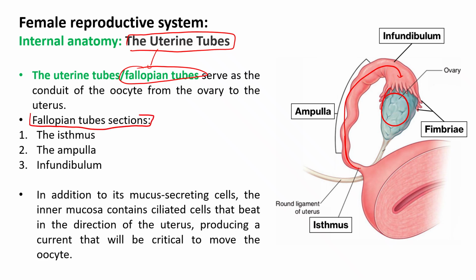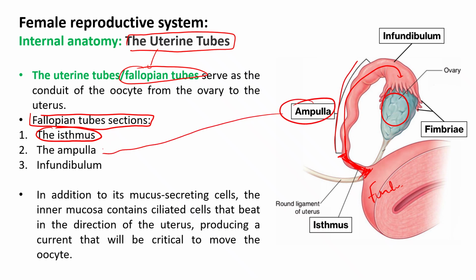three major sections. Okay, the section that is closer to the uterus is called the isthmus. So the isthmus, you can see here, this is the fundus of the uterus in terms of section. The isthmus is that little portion of the fallopian tube that connects to the uterus. The longest portion of the fallopian tube is what we call the ampulla, okay?